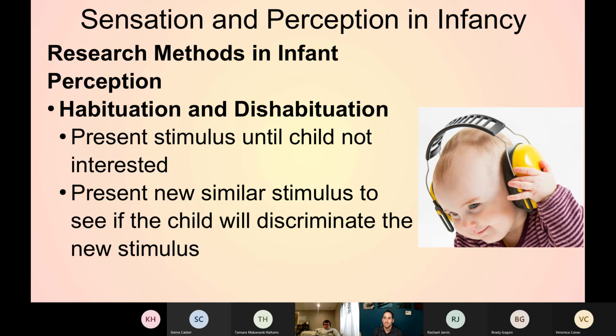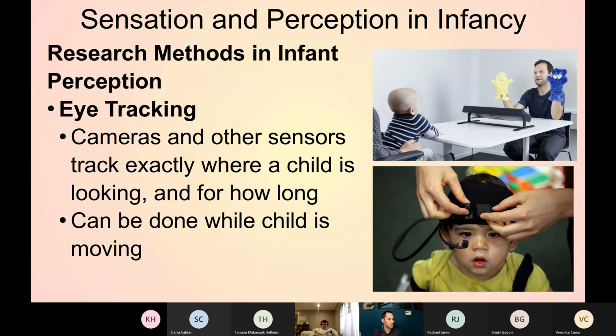So you could do that with noise, two different wavelengths of sound, or two pitches of sound, to see if they can tell the difference between two notes, for example.